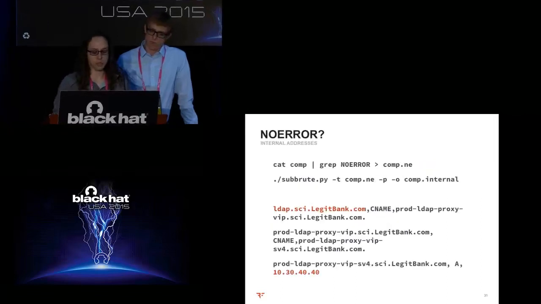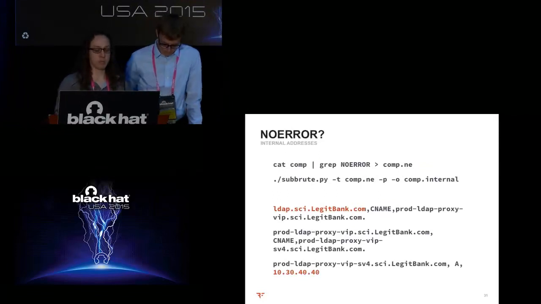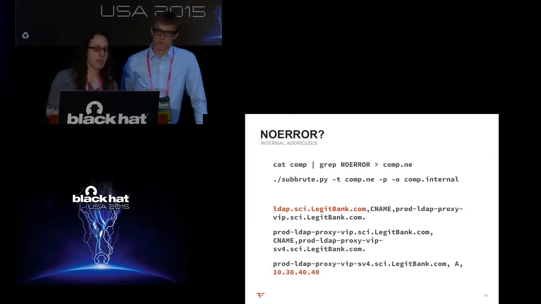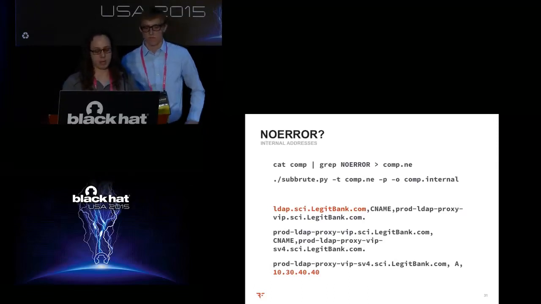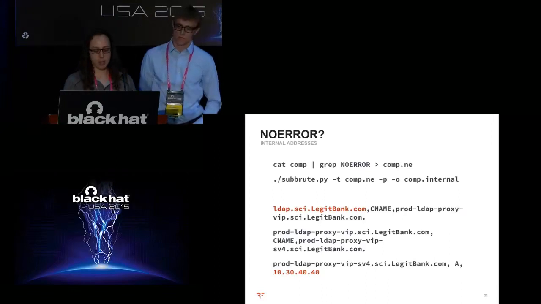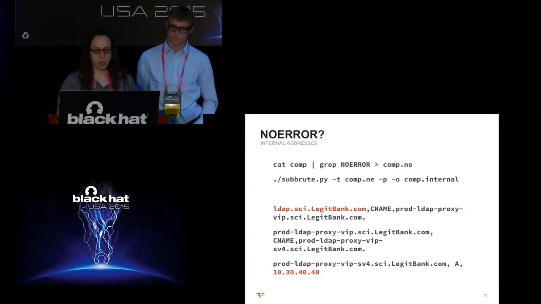So _domainkey, internal, dev, these may be interesting targets. Let's map them out. So Subroot takes its output files as input files, and it also is a greppable format. So we can cat out the results, grep for no error for these strange records, and then run Subroot on these strange records. So what did we find? SCI is its own domain underneath legitbank.com. Now, SCI has its own domain controller found at ldap.sci.legitbank.com. And when we resolve this CNAME chain, we get down to an IP address that's on an internal network.